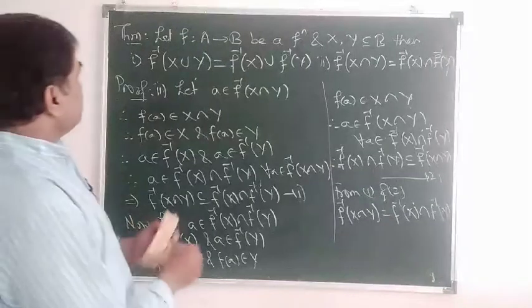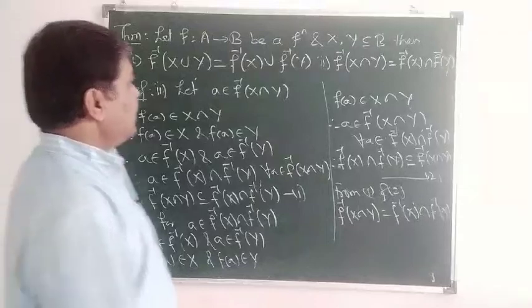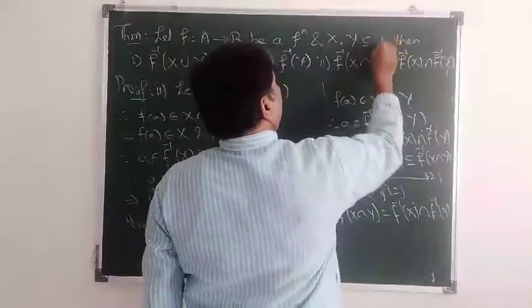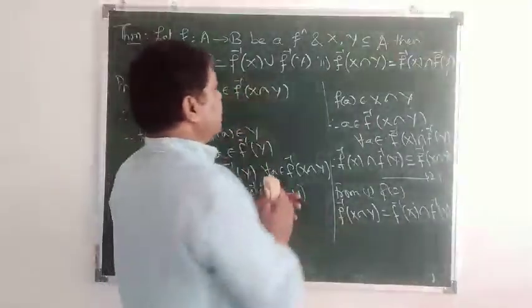Now again, if f is a function from A to B and X and Y are subsets of A, then what is the relation between their images with respect to union and intersection operations?